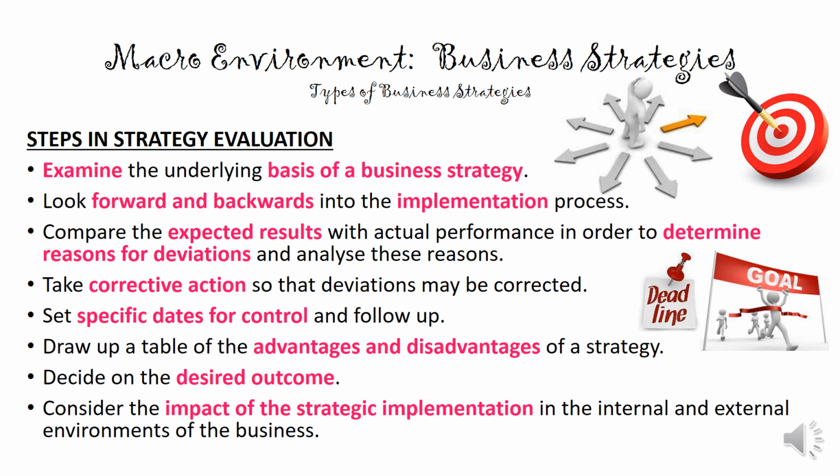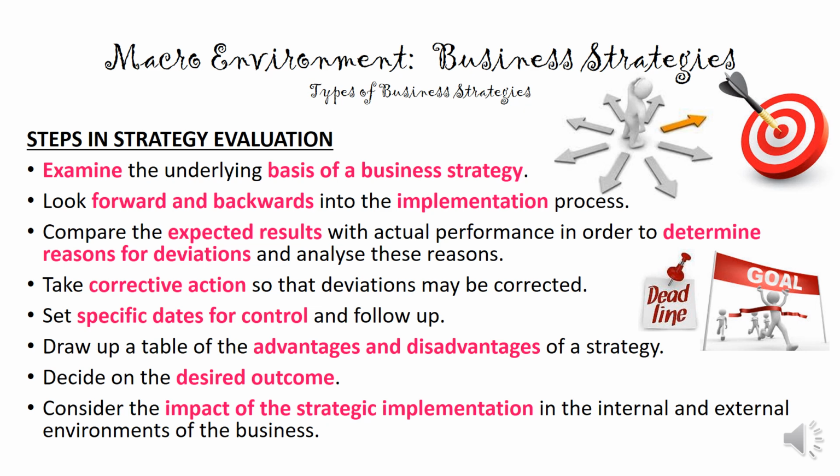And once we have reasons for the deviations, we need to fix it. We have to take corrective actions so that we can correct those deviations. That's why we have to evaluate throughout, all right, so that we can fix it halfway through if there is a problem. What is important is to set specific dates for control and follow-up. It can't be vague, right? We have to say we're going to evaluate this every 2 weeks. We're going to monitor and we're going to follow up. If we don't put a specific date to it, it is going to fall by the wayside and it's not going to get done.